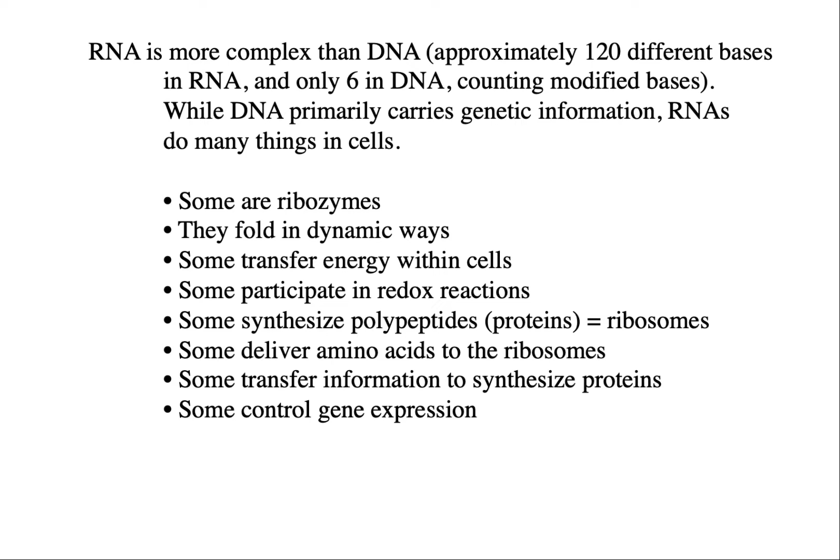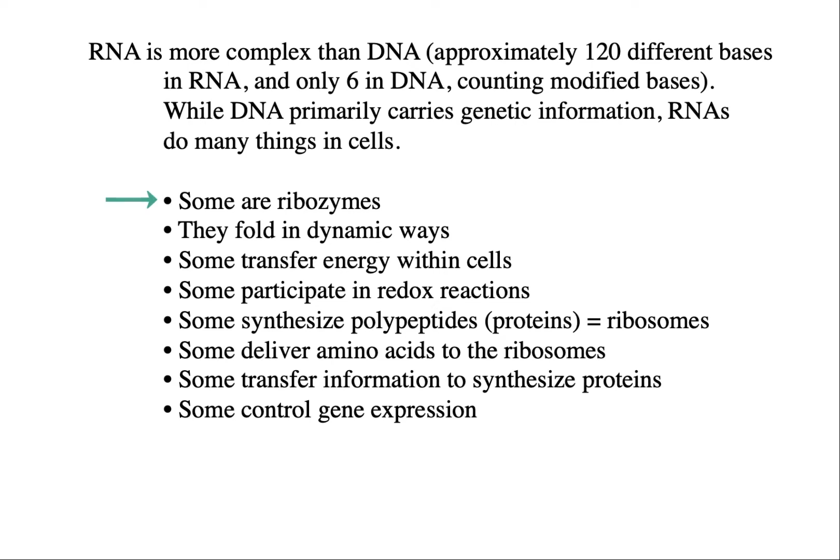So the 6 in DNA are A, G, C, and T, but adenosines sometimes are methylated, so that's a 5th one, and cytosines are sometimes methylated, so that's a 6th one. But over 120 bases in RNAs, which indicates that they can be much more versatile in their functions. And they are.